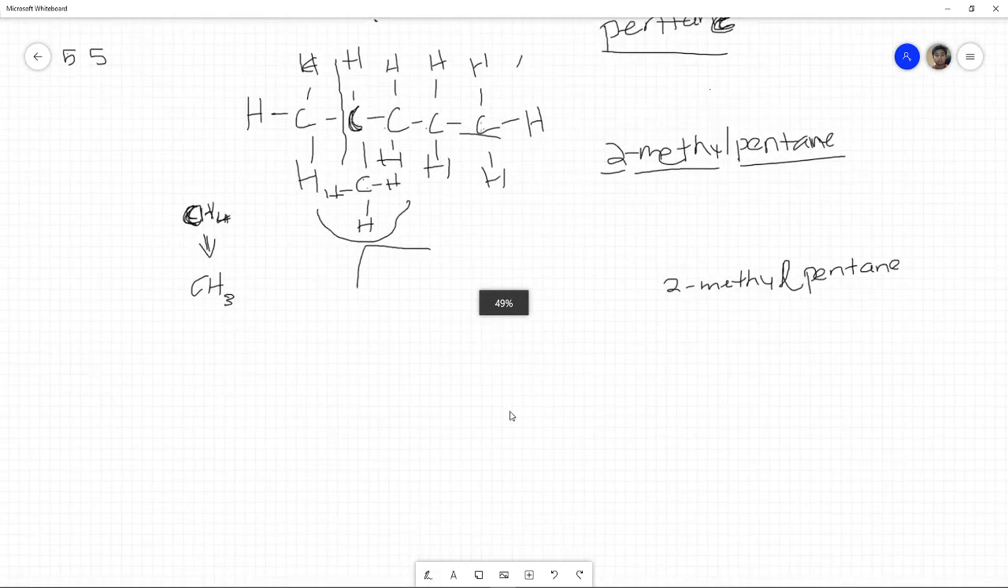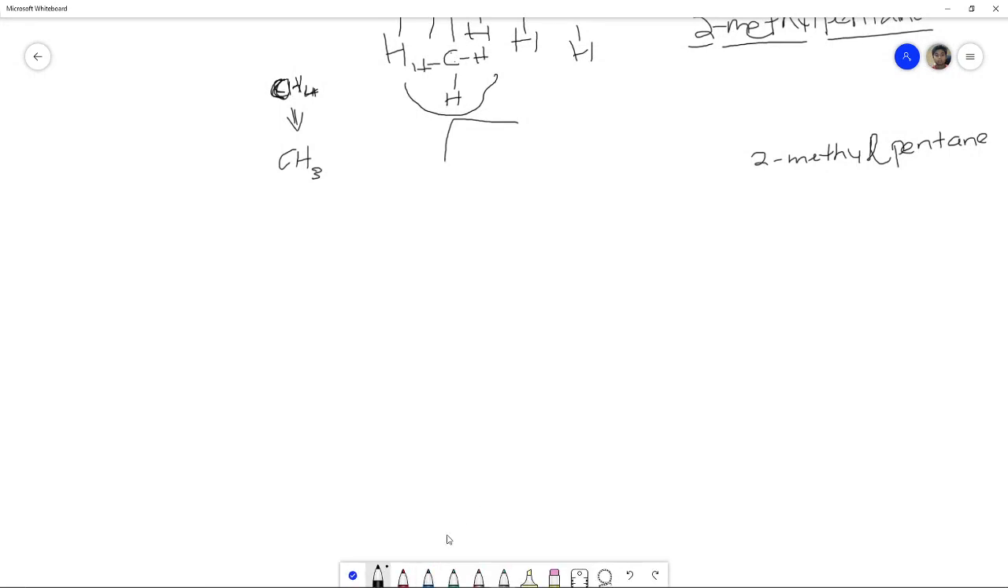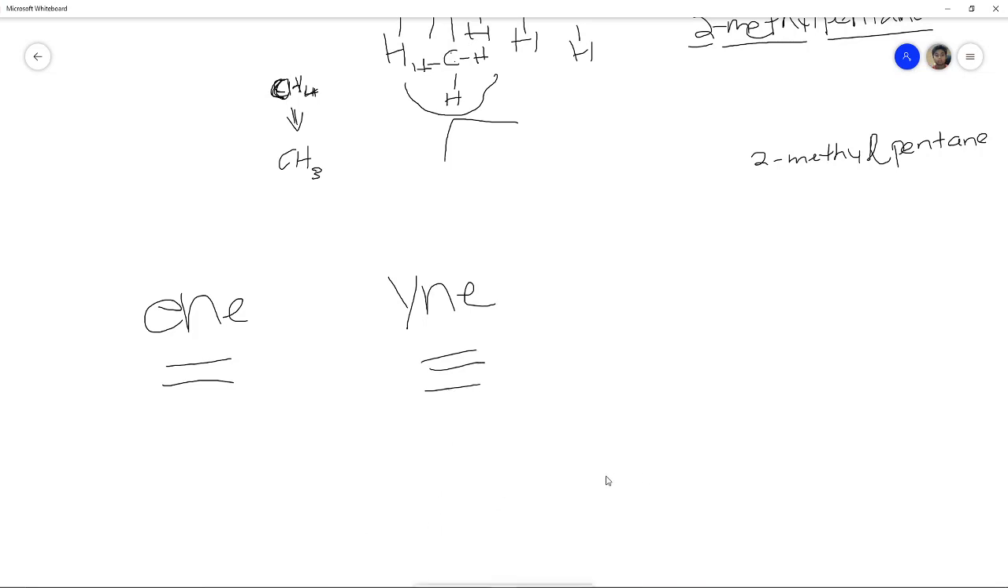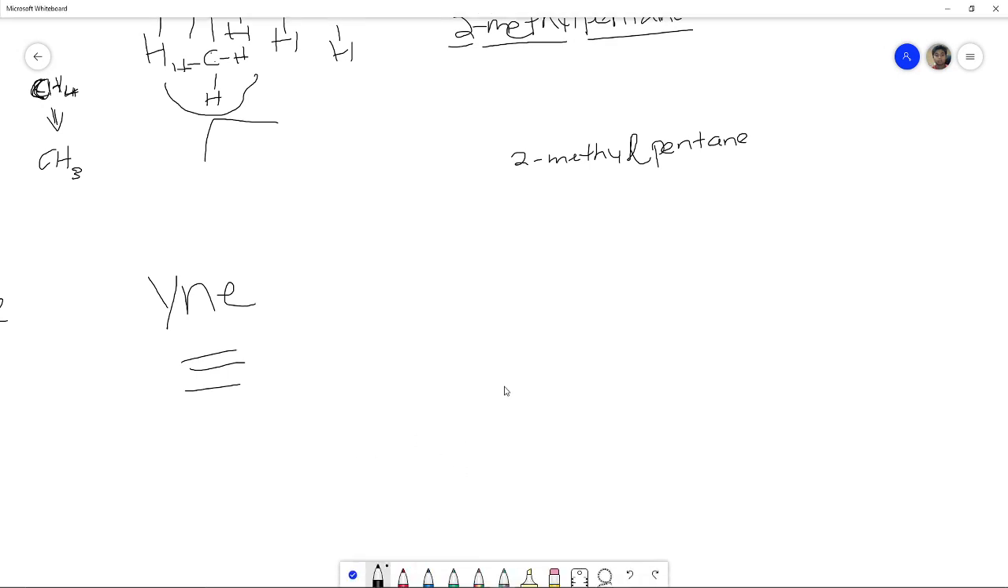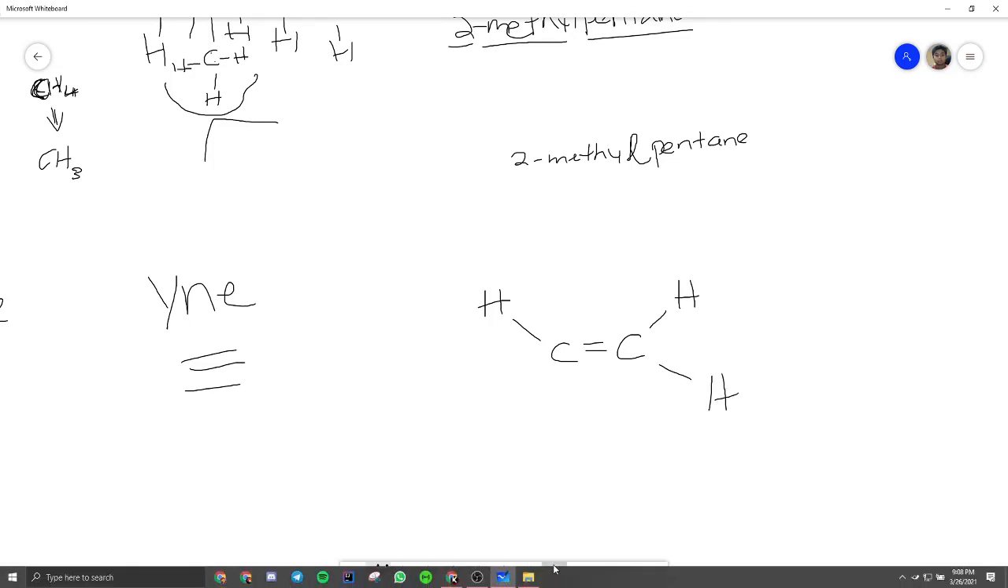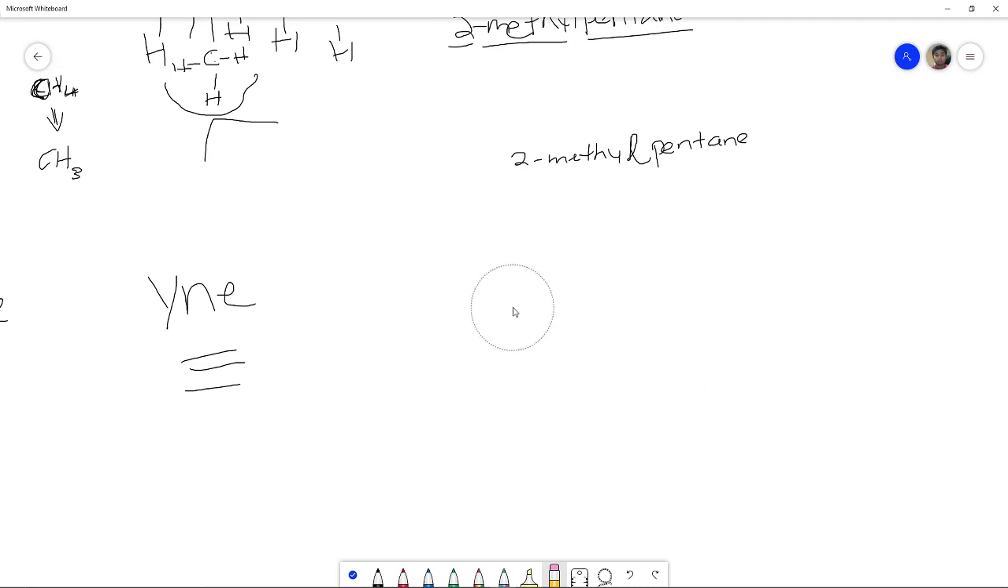Now let's talk about another scenario. Now let's talk about alkenes and alkynes. As we talked before, alkenes have double bonds and alkynes have triple bonds. So when we draw this out, let's draw ethene. Actually, let me get a better example. I'm not going to name this yet, so we can name it in the activity.